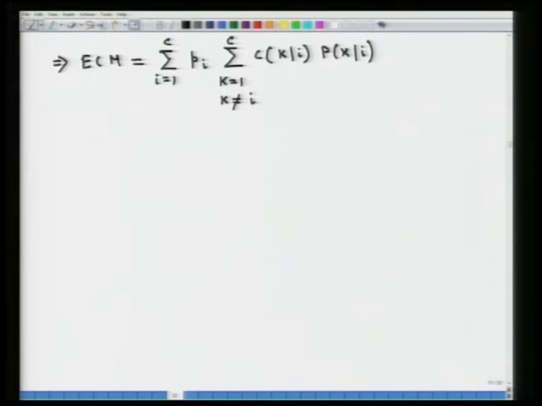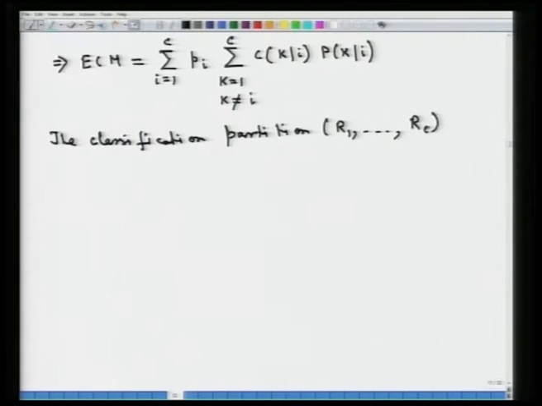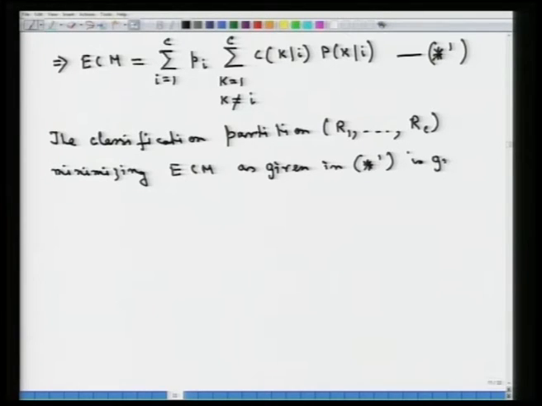So, in terms of the partitions that we are looking at, the classification partition which is R1, R2, up to Rc, minimizing the expected cost of misclassification as given in star 1 here, is given by, we are now looking at regions, so that we will be allocating x to a particular population pi k.